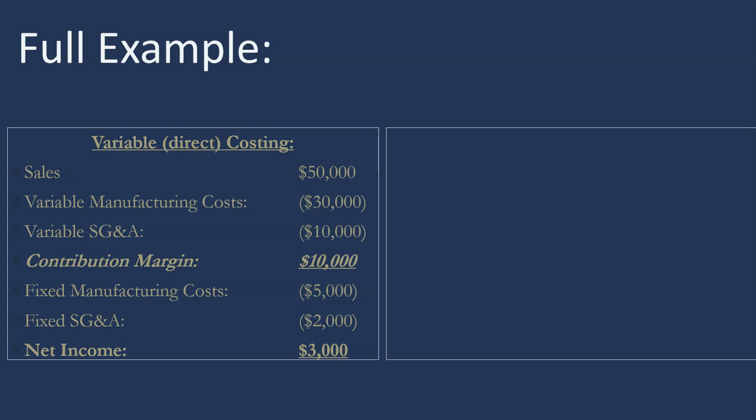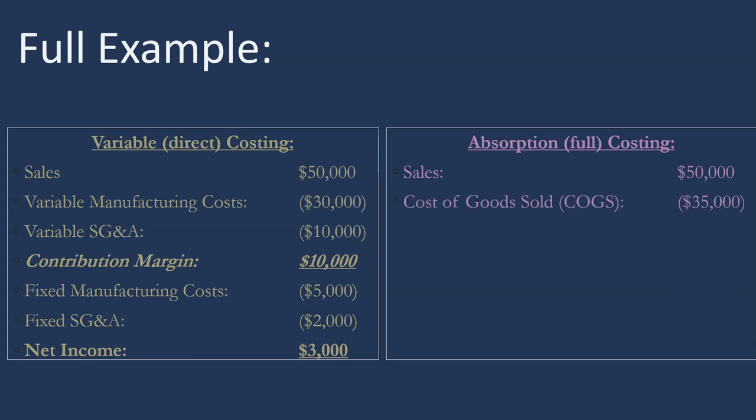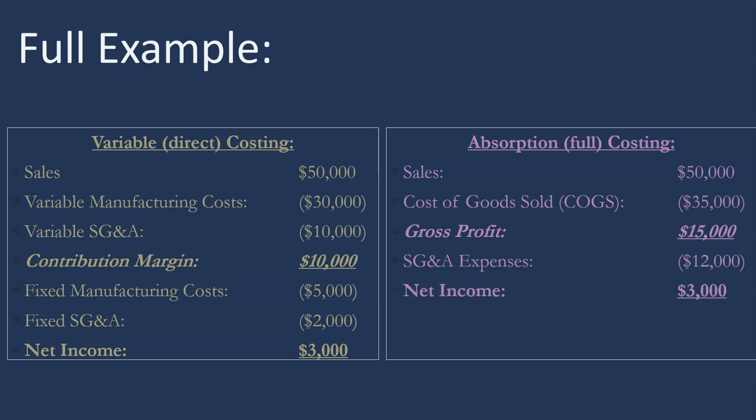On the right side, we go through the full costing. So again, the sales is the same amount, no change there, but here's where the difference appears. The cost of goods sold includes not only the variable manufacturing, but that $5,000 of fixed manufacturing overhead costs that we see on the left side. So the total being 30 of variable, 5 from fixed. This gives us gross profit, sales minus cost of goods sold. We take all of the selling, general, and admin, both variable and fixed, and subtract that out. And sure enough, as mentioned earlier, the net income in either method is the same.